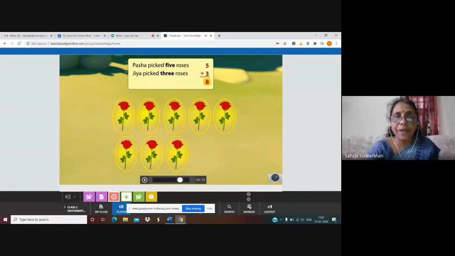Here Pasha and Jia picked how many roses together in total? 5 plus 3 means 8 flowers. No? Next. There are 8 roses in all.